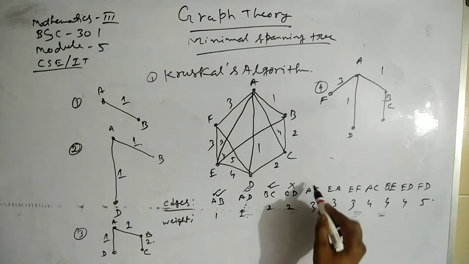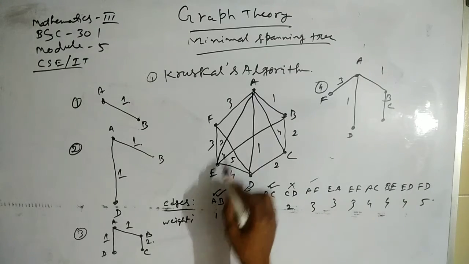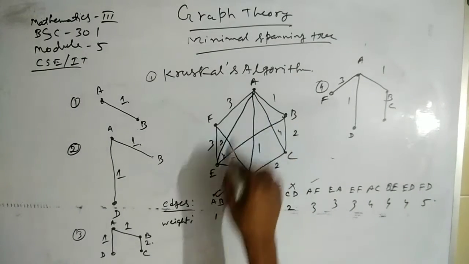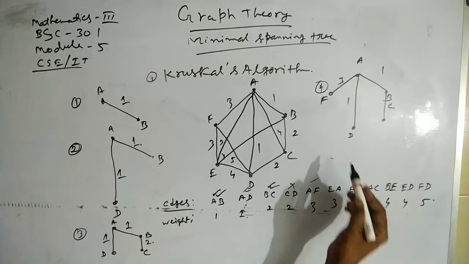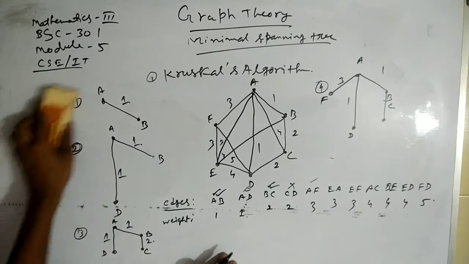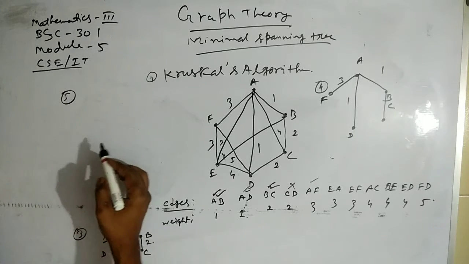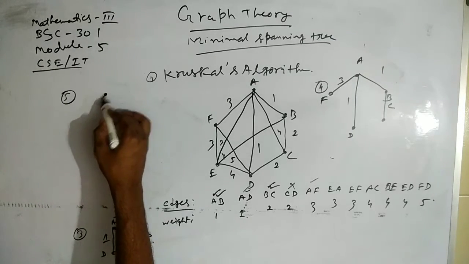So after AF, take EA. EA does not form a cycle. So in the next step, okay, I am removing this. Number 5. First draw the previous graph, AF.